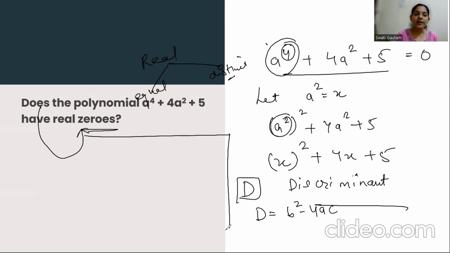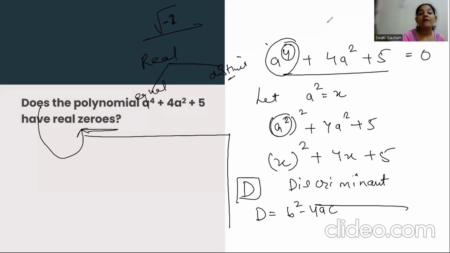Negative numbers are also real numbers, but when you have a negative number under the square root, that number is not real. Under root minus 2 is not real. It is a complex number, right? So it is not a real number. So I will find out b square minus 4ac.